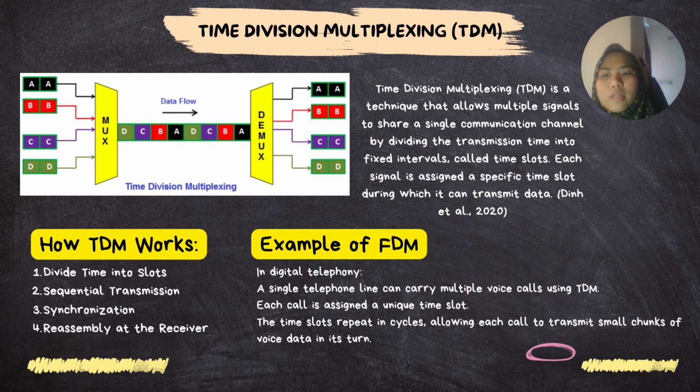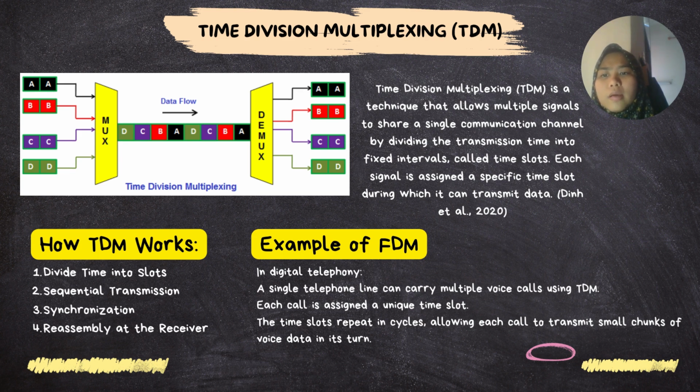And then synchronization. To make sure each signal gets its turn, the system must stay synchronized. This ensures each signal transmits in its correct time slot. And then lastly, reassembly at the receiver. At the receiving end, the signals are collected and reassembled in the correct order to retrieve the original data.